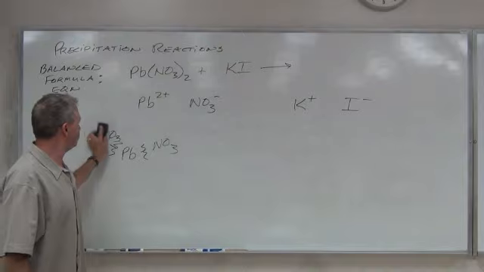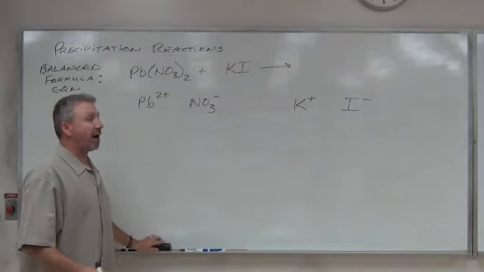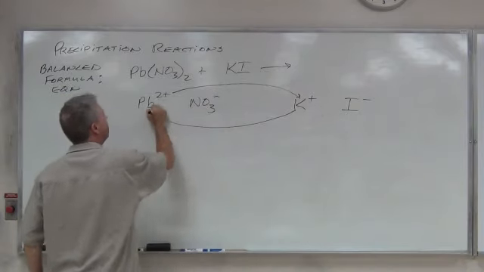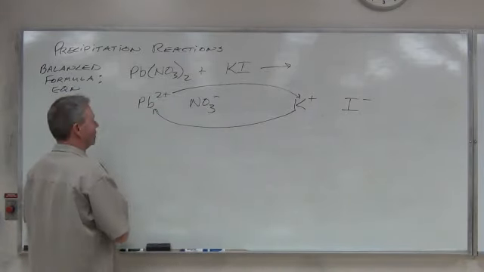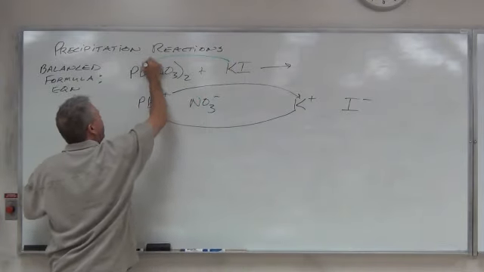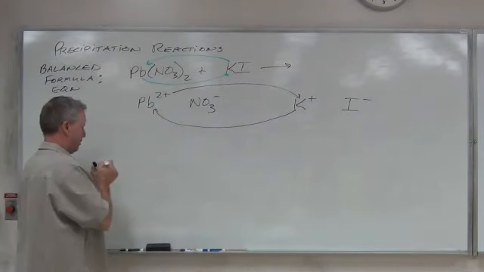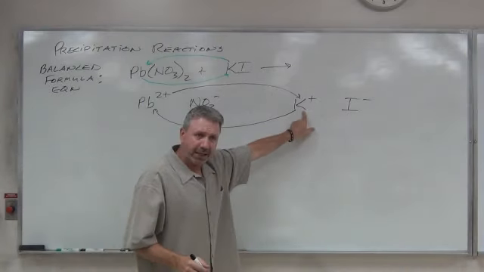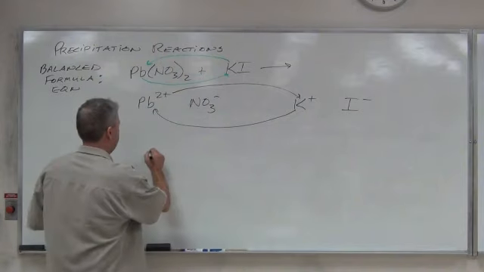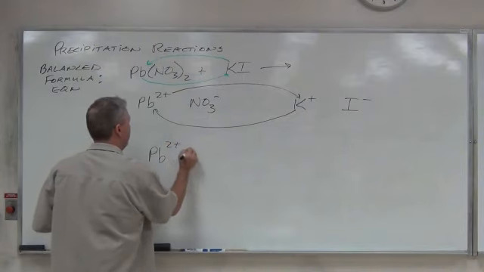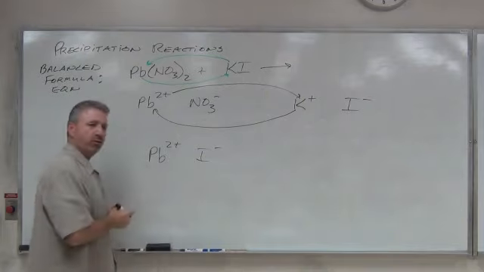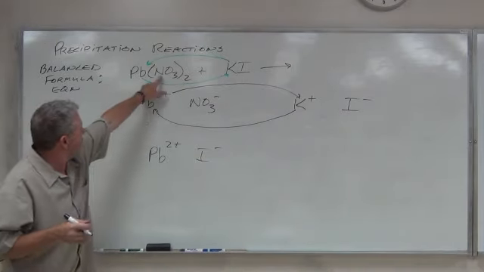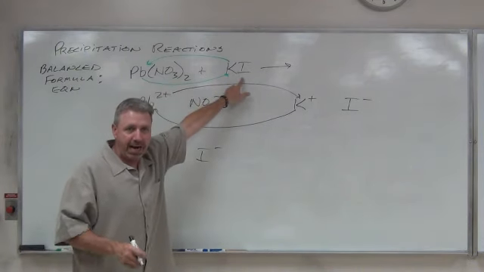Okay? Now I'm going to swap them. I'm predicting products, which means I'm simply going to swap these two guys right here. I'm now going to put lead 2+ where K used to be. I'm going to write a good neutral formula between Pb and I, because Pb was with the nitrate, now it's with the I.